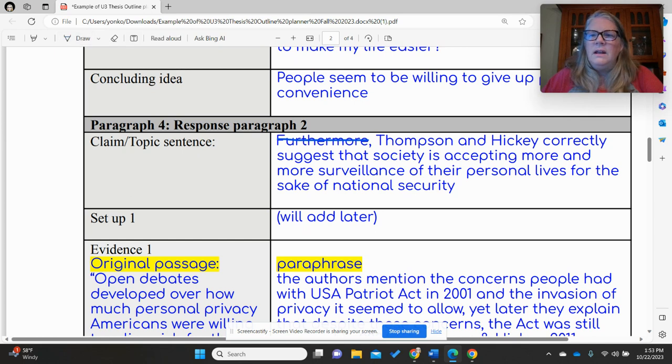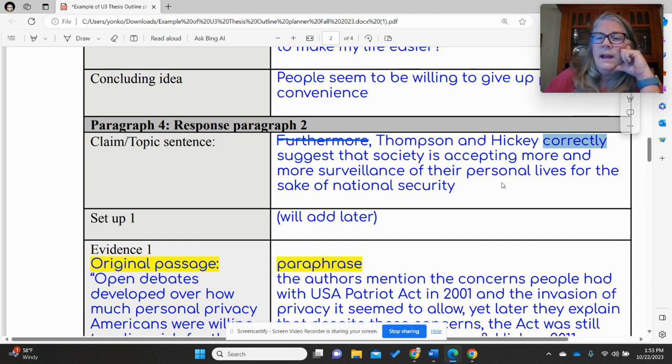So Thompson and Hickey correctly suggest that society is accepting more and more surveillance of their personal lives for the sake of national security. So again, we have the authors' names. Here is the point that the authors make: society is accepting more surveillance for the sake of national security. And the student's opinion here is that they're correct. The student agrees with them, okay?